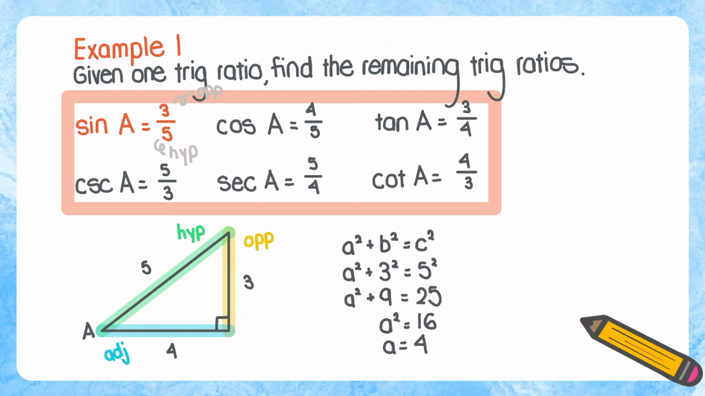So we were able to find the 5 remaining trig ratios when given just one trig ratio. Here, we first set up a triangle and found missing sides using the Pythagorean theorem. And once we knew all three side lengths of the triangle, we were able to set up our trig ratios.